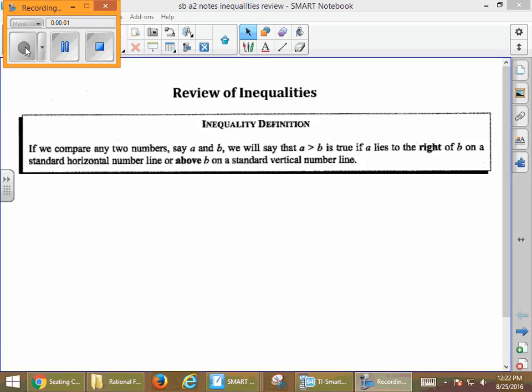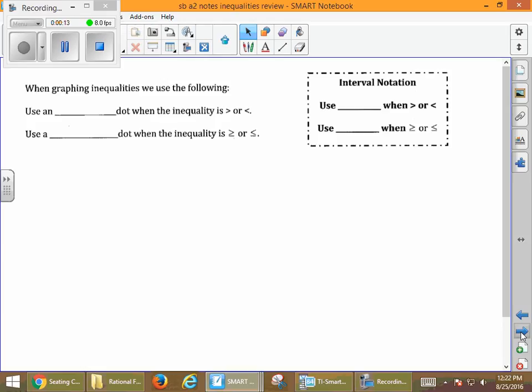Today we're going to review inequalities, and up here right now what we have is the definition of inequality. I'll let you look at that. I want to look at some other more important things for us that can probably help. When we graph an inequality, as you can see on some of our examples here, we need to know some of the notation about that.